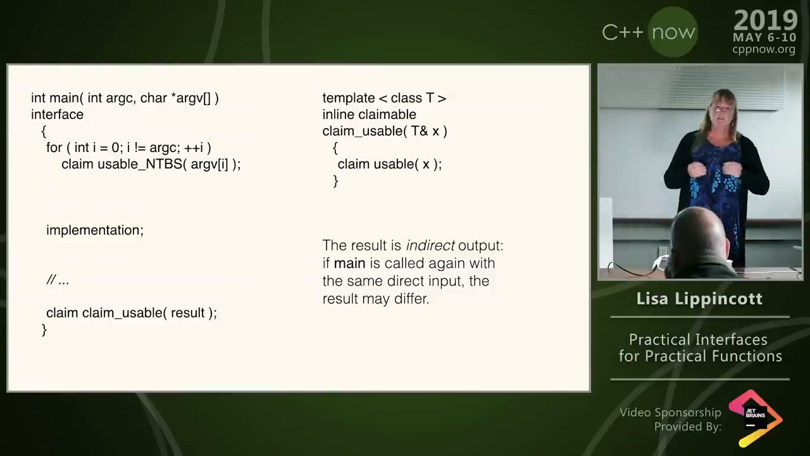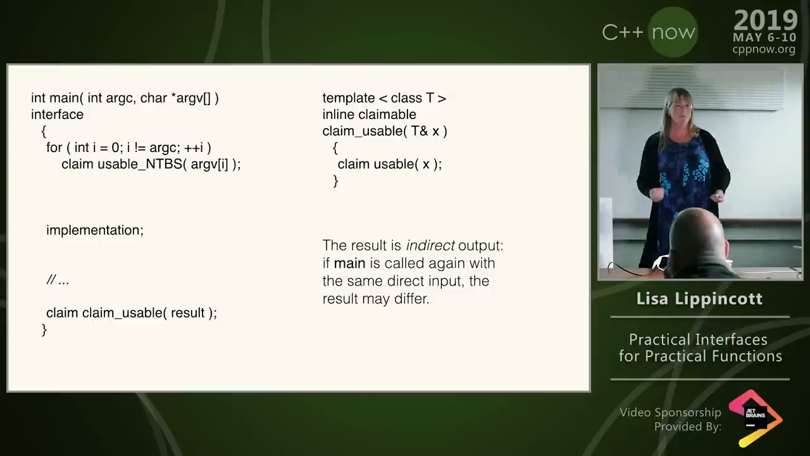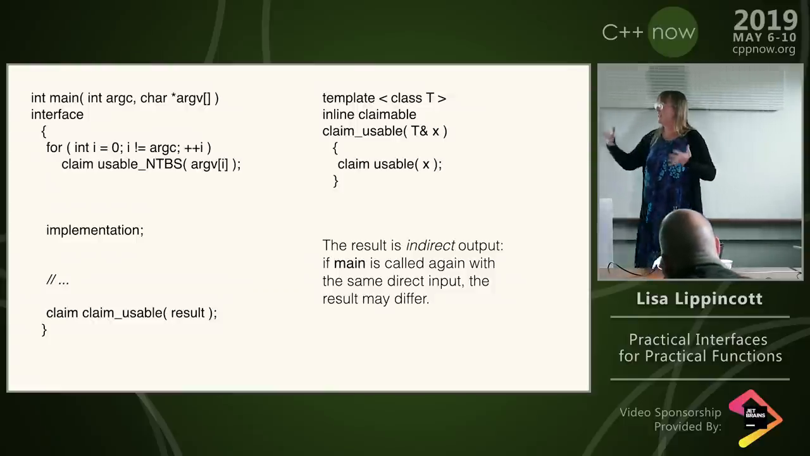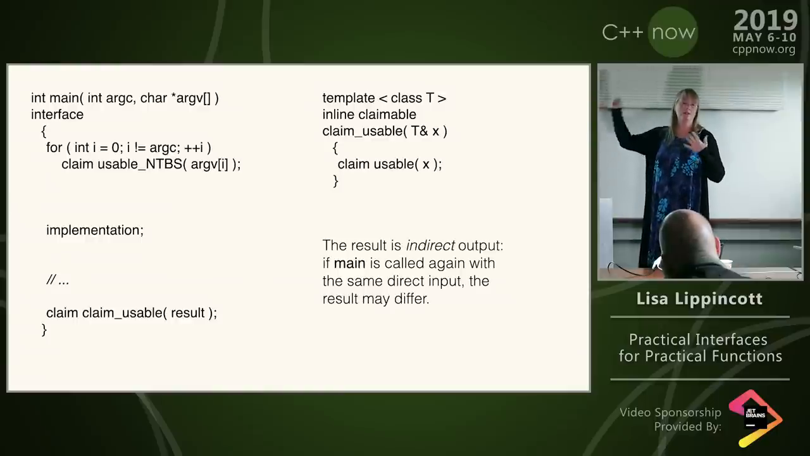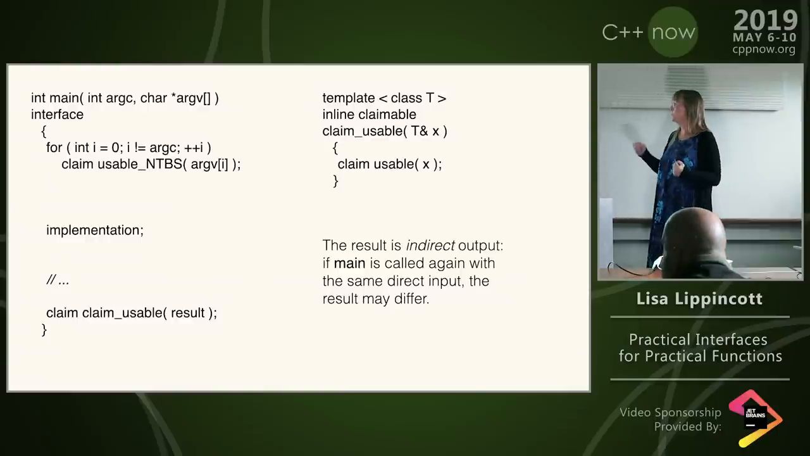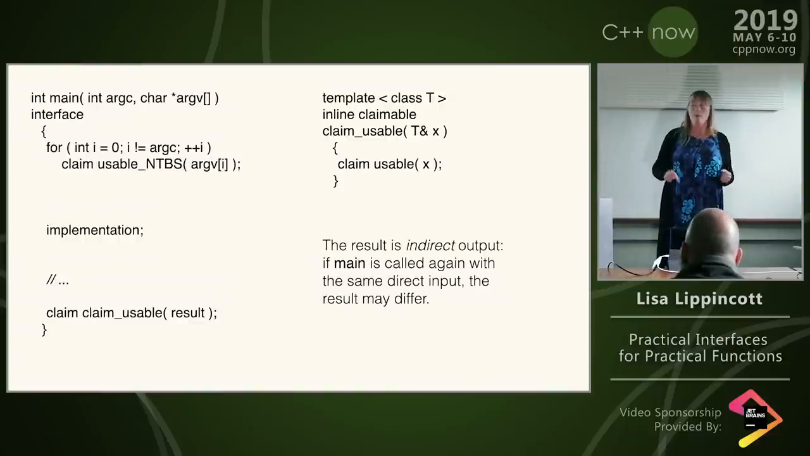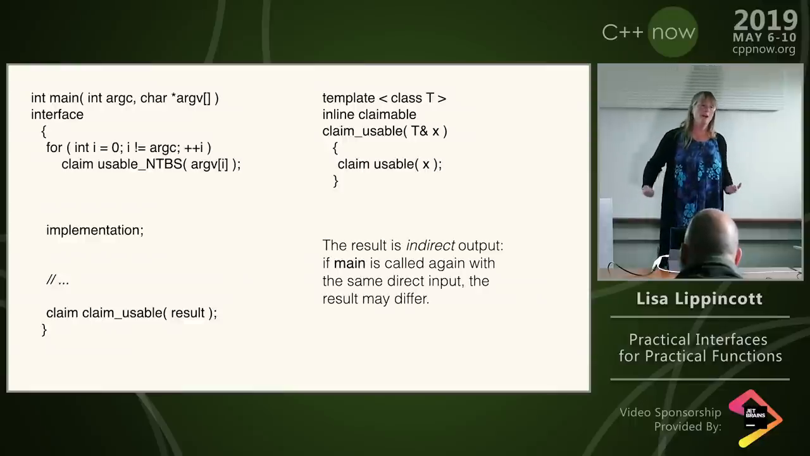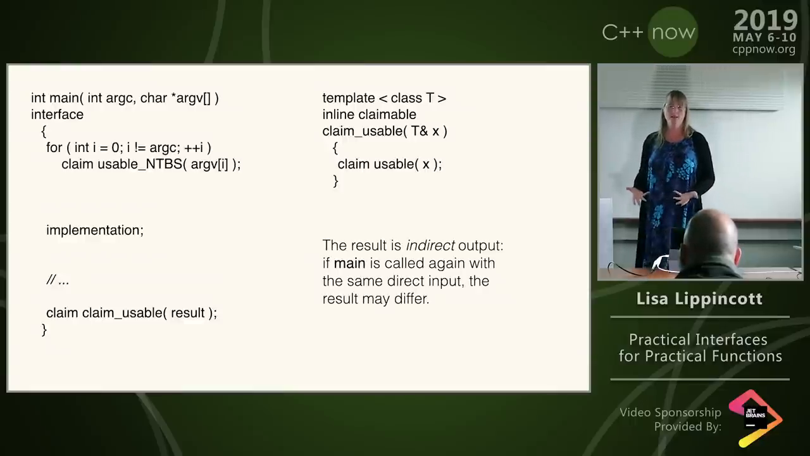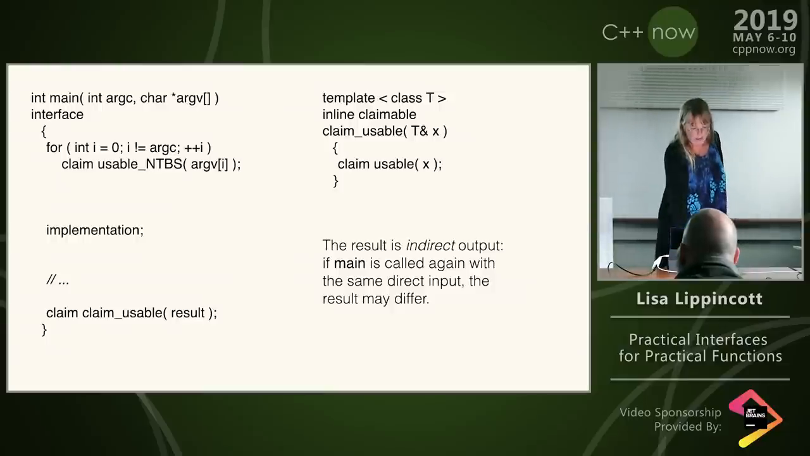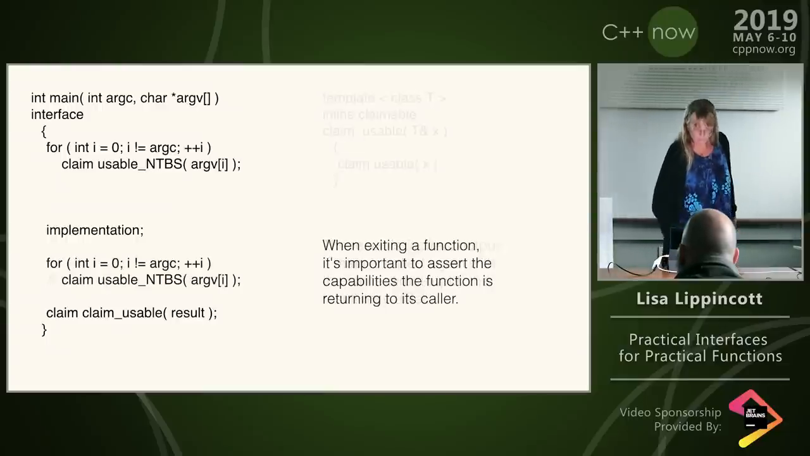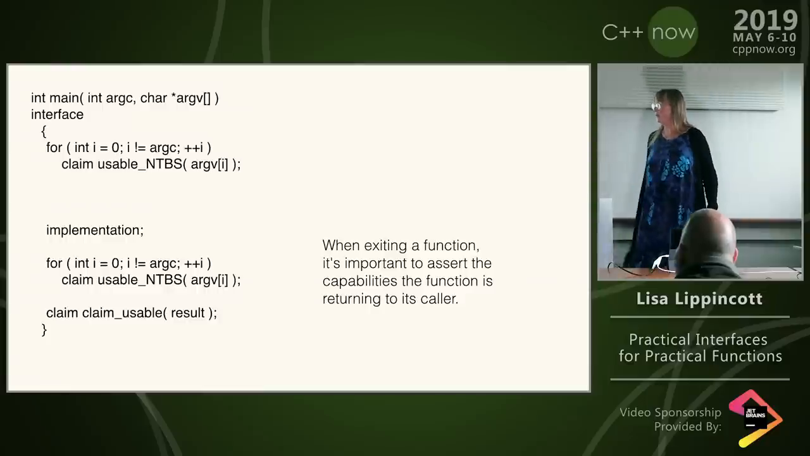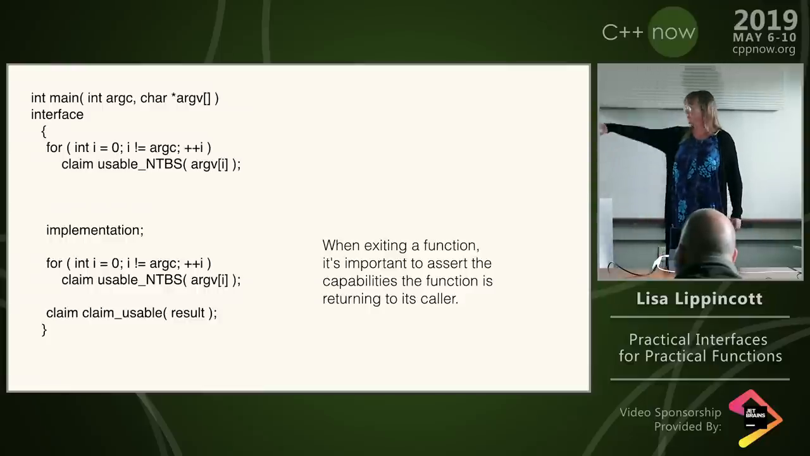Except it's important to conserve our capabilities. Our caller gave us access to the characters of these strings, to argc and argv themselves, to those pointers. And we need to show our caller that we are giving up that access. We have to pass the access back to our caller. And we can do that with another loop, pretty much saying the same thing. Those are still usable null terminated byte strings.